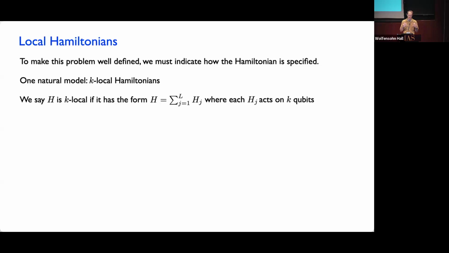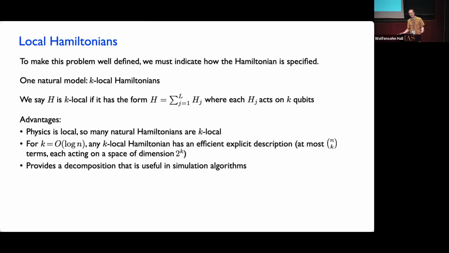So one very natural setting that's been considered a lot is just the setting of local Hamiltonians. So we're going to say that a Hamiltonian is k-local if you can write it as a sum of terms, each of which acts on at most k qubits non-trivially. And this is a very natural setting because a lot of the Hamiltonians that arise in physics are fairly local, with some small value of k that will allow us to describe the kind of models that we care about.